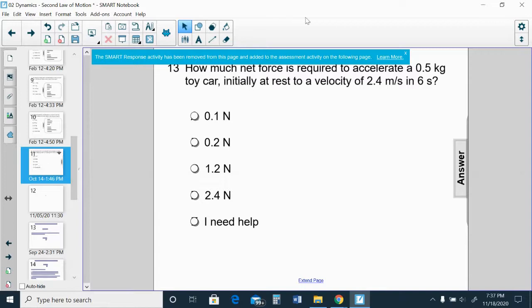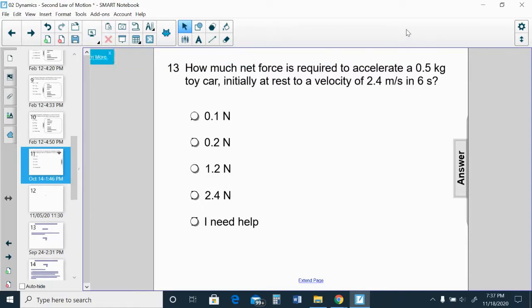Last question in this section. How much net force is required to accelerate a 0.5 kilogram toy car initially at rest to a velocity of 2.4 meters per second in 6 seconds?